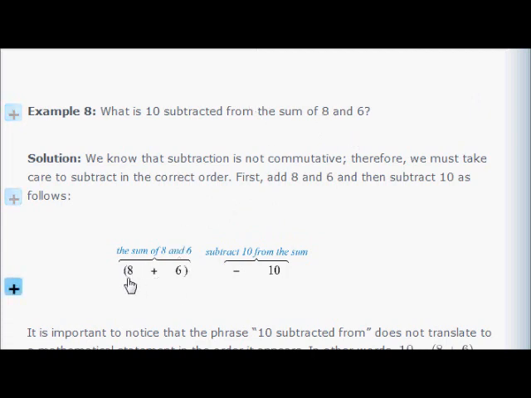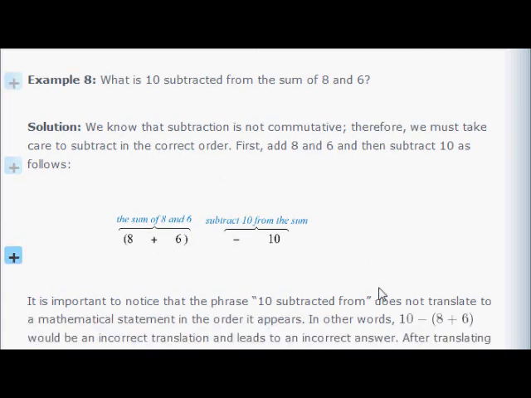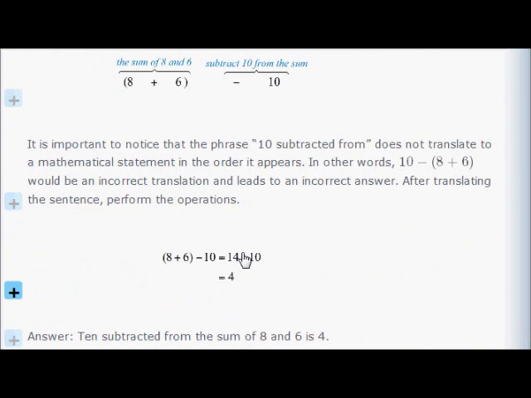In the correct order. So 8 and 6 are going to be summed up first, which means they're going to be added up, which means you've got a plus sign, 8 plus 6, and we know 8 plus 6 is 14. And then we're going to take away 10 from that, subtract 10 from that sum. So we're going to have 14 right here, 14 minus 10, okay, which is 4.